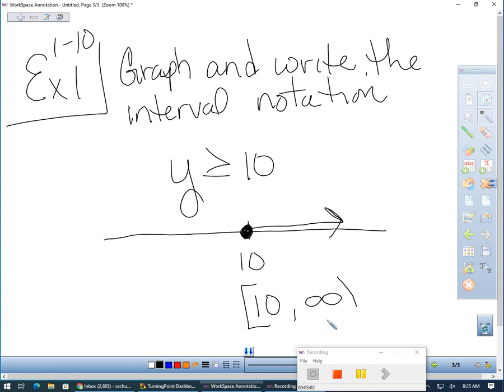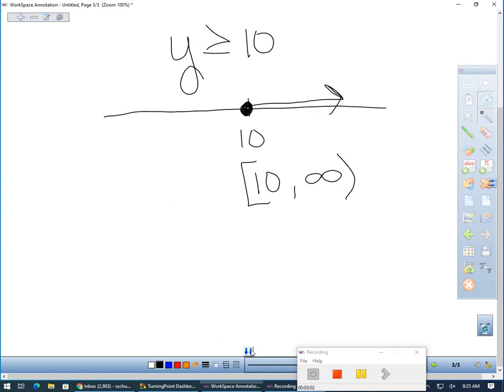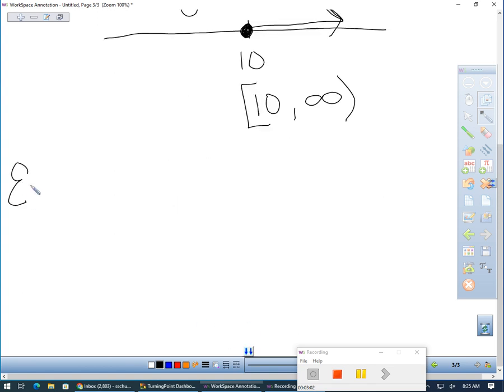Do you guys want another example? We're good with those? Okay. And example number 2. Let's change it up a little bit. Example number 2. This is going to cover the 11 through 16.